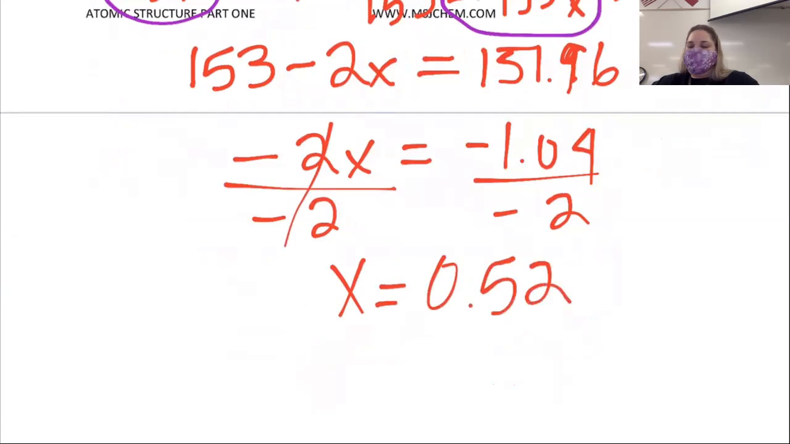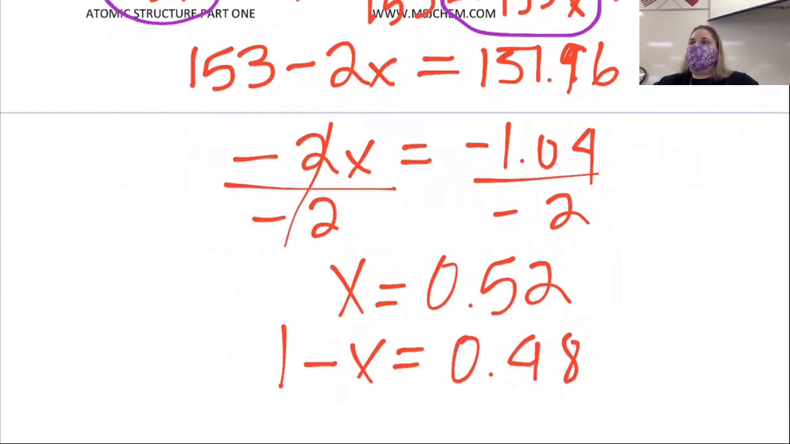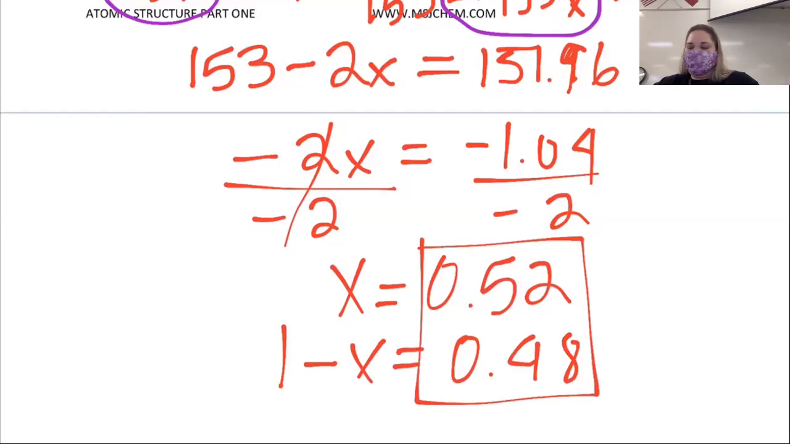Okay. So that means that 1 minus x equals 0.48. Because if I do 1 minus 0.52, if I plug that in for x, that gives me 0.48. So these are my two numbers. But remember, I've got to make them percentages because they asked me for the percent, not the decimal form. So the last thing would be both of these would have to be multiplied by 100.